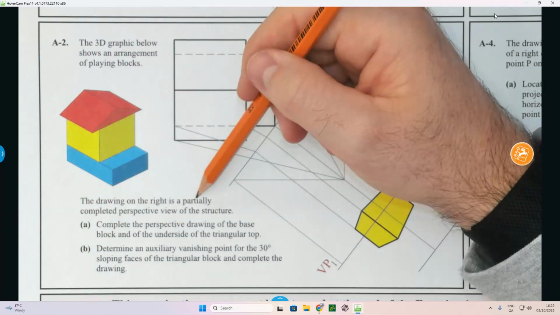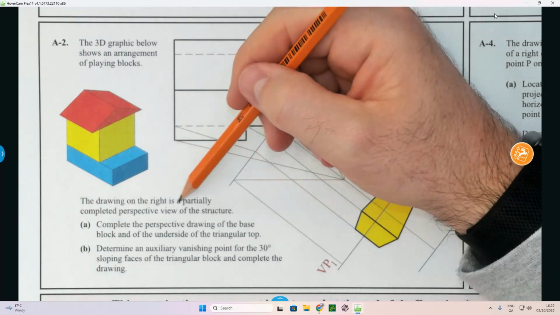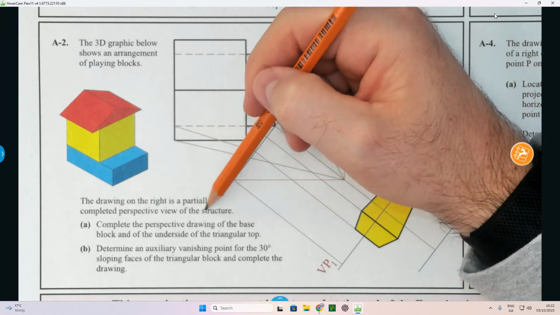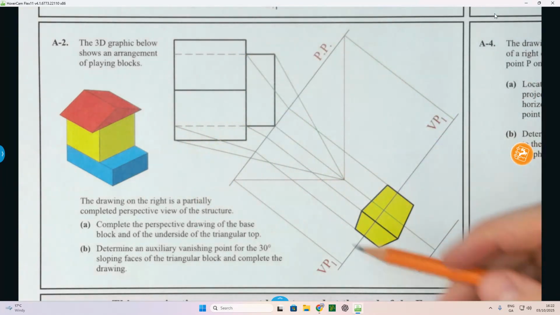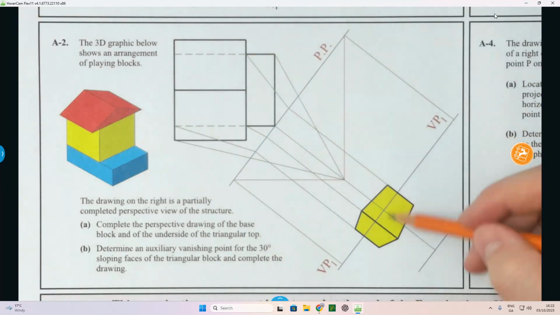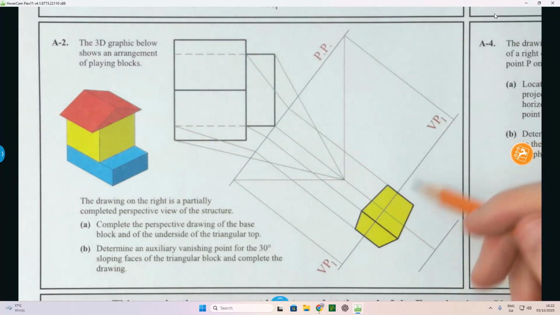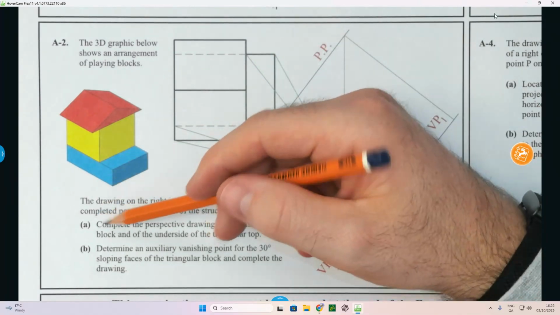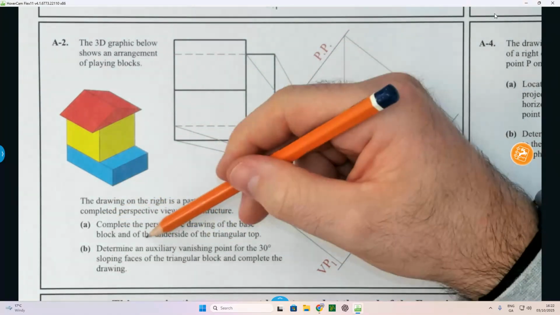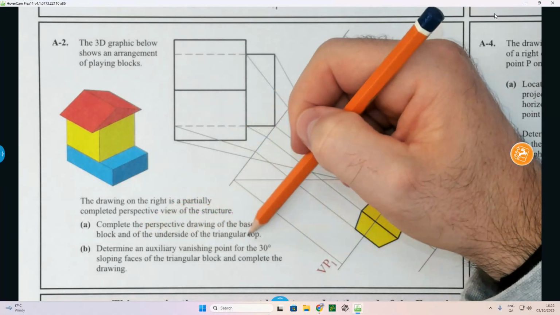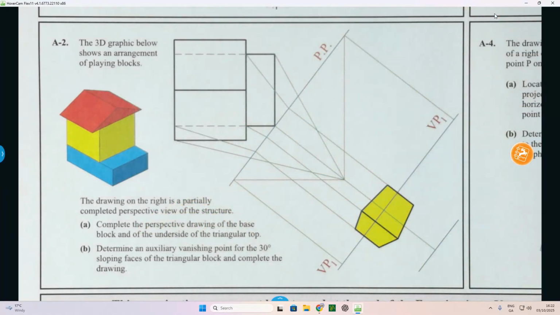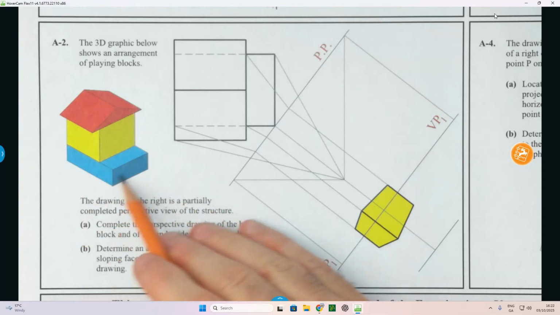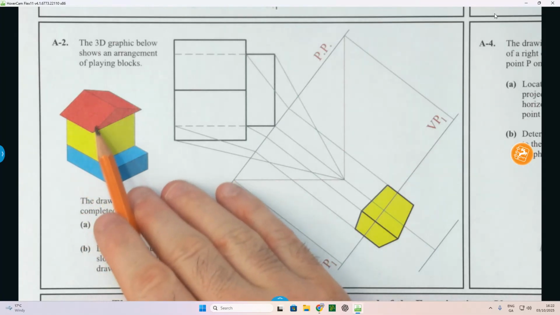The drawing on the right is a partially completed perspective view of the structure, and you can clearly see they've already put in the yellow block, which is like our cube, let's say. It mightn't be a cube, but it looks like it. Part A, complete the perspective drawing of the base block and of the underside of the triangular top. So they actually ask us to do it here. They're asking us to complete the blue base and the underside of the triangular block.